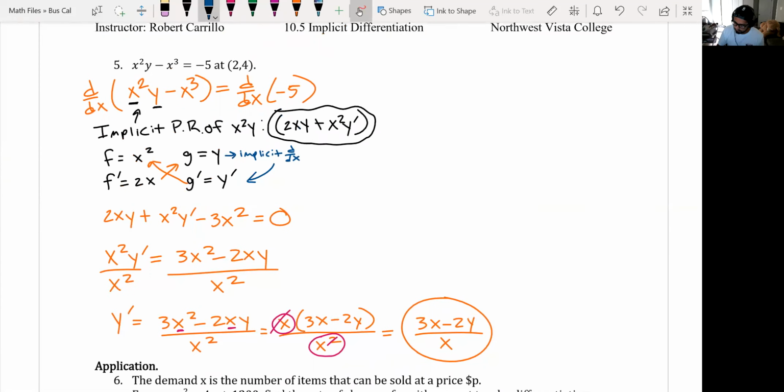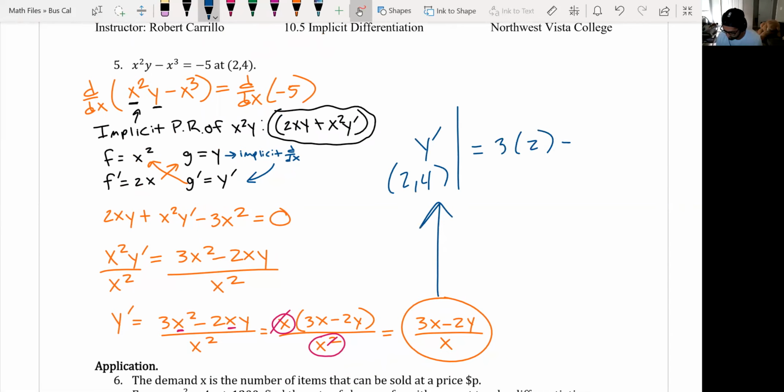And then, of course, plug the number in. So you'd have y prime of (2, 4). And plug in 2 for x and 4 for y. And you'd have 3 times 2 minus 2 times 4, all over 2.